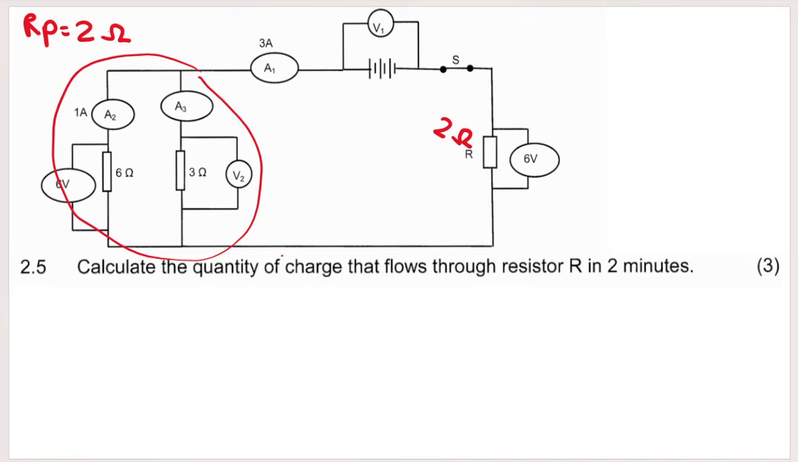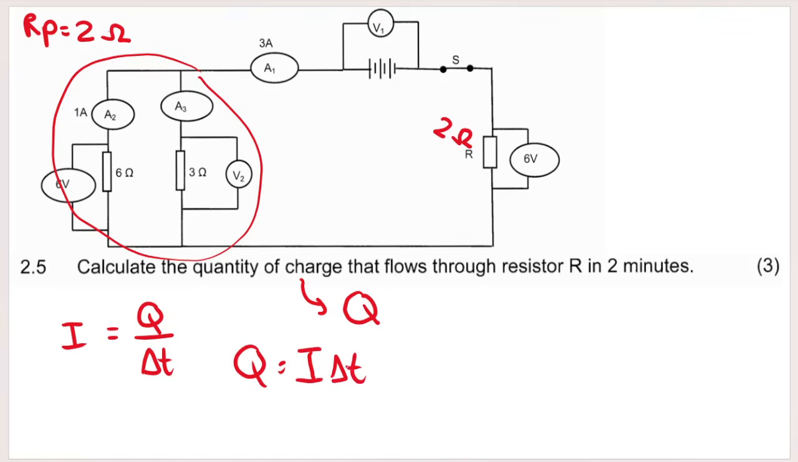2.5 wants us to calculate the quantity of charge. So you need to know that charge is Q. Charge is Q that flows through the resistor R in 2 minutes. Now you have to go to your formula sheets, which I have shown in a previous video, and we know that I is equal to Q over T, or Q is equal to I multiplied by T. It's a rule in physics and chemistry to write the formulas as they appear on the formula sheet, and then you may rearrange them. So I'm looking for charge, so I'm looking for Q. That is my unknown. I want the charge that flows through resistor R, which is here, in 2 minutes.